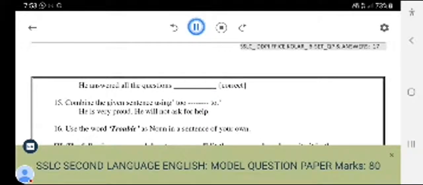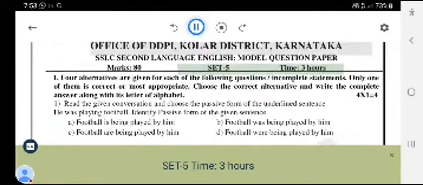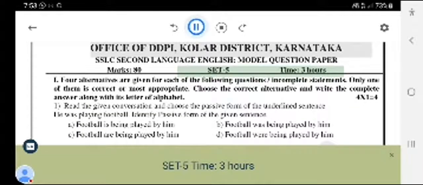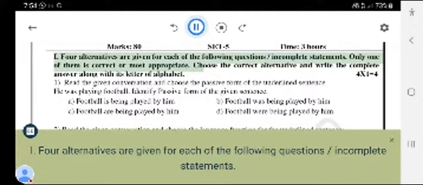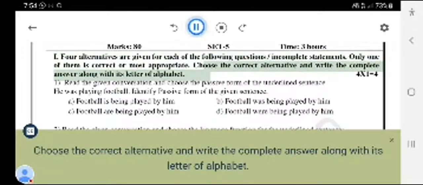SSLC Second Language English. Model Question Paper. Marks: 80. Set 5. Time: 3 hours. I. Four alternatives are given for each of the following questions or incomplete statements. Only one of them is correct or most appropriate. Choose the correct alternative and write the complete answer along with its letter of the alphabet.